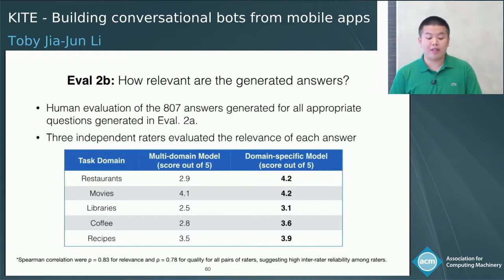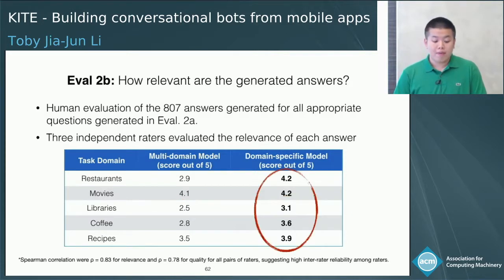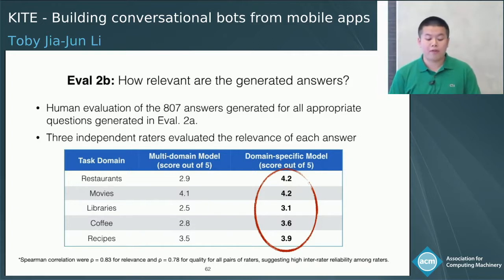We also evaluated the relevance of generated answers. The results were mostly promising. For some domains like library, we get a lower relevance score for generated answers because we have a smaller domain-specific corpus, simply because there were fewer conversations about libraries on Twitter. But in the results, we can see that the domain-specific model still gets a higher relevance score than the multi-domain model, which suggests that our approach of filtering the conversation corpus by domain is effective for generating more relevant answers.